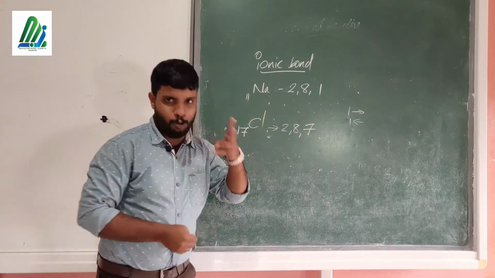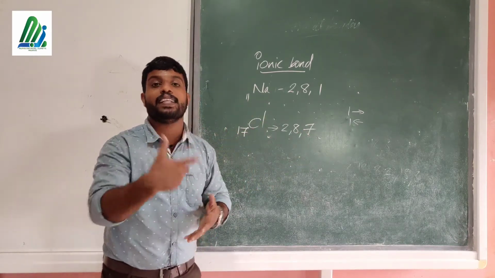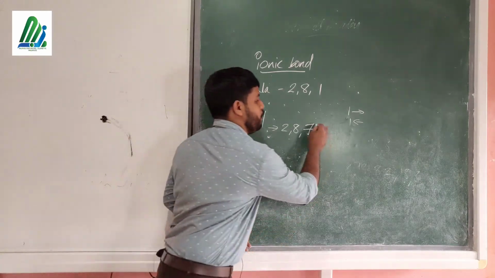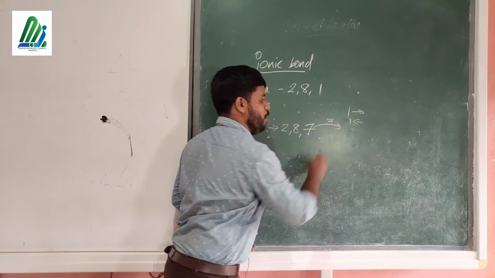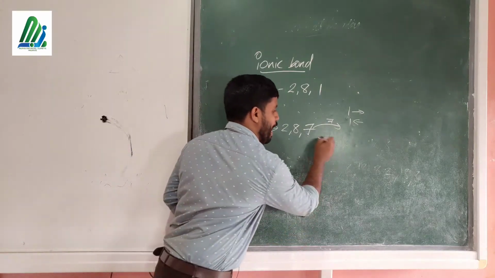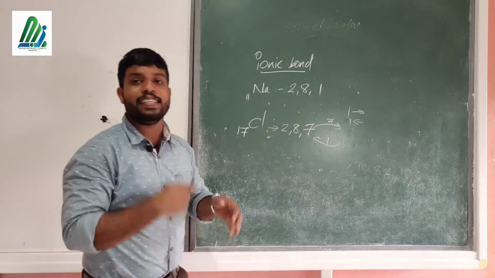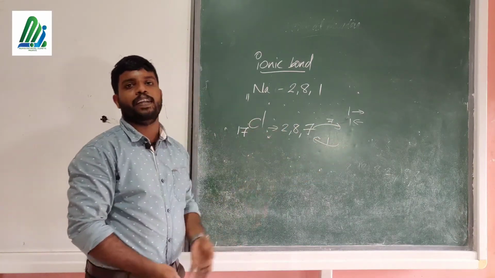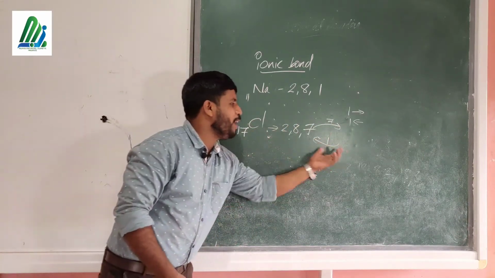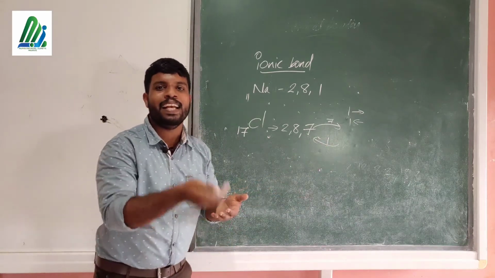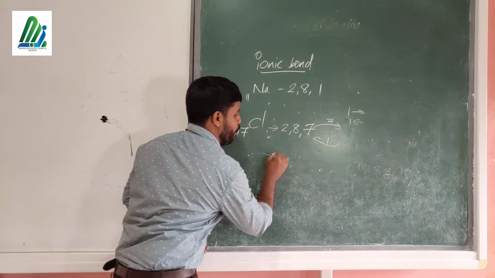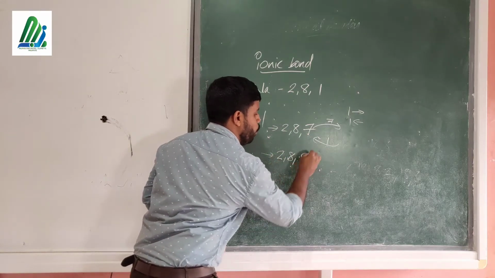So there are two chances to attain stability. What are they? The first is to donate 7 electrons, and the other is to accept 1 electron. Which is easier: donating 7 electrons or accepting 1 electron? It is easy to accept 1 electron because that needs less energy. If it accepts 1 electron, the electronic configuration becomes 2,8,8.